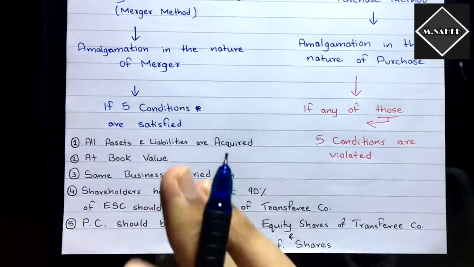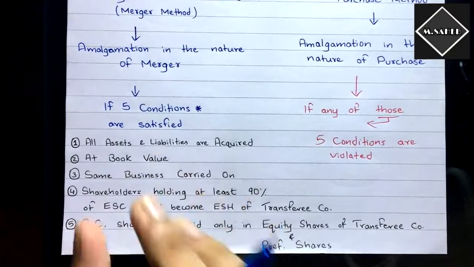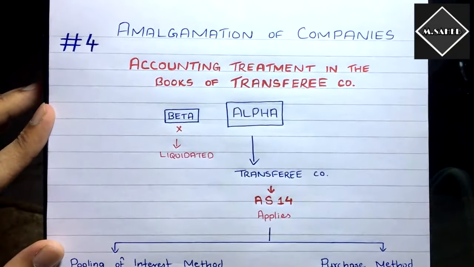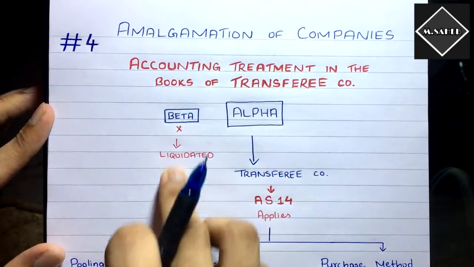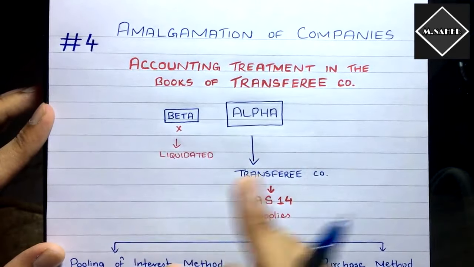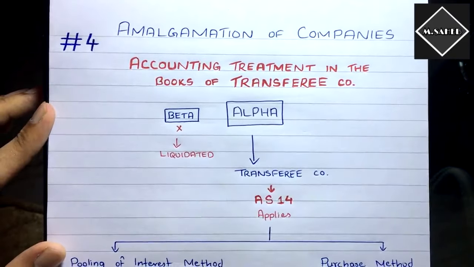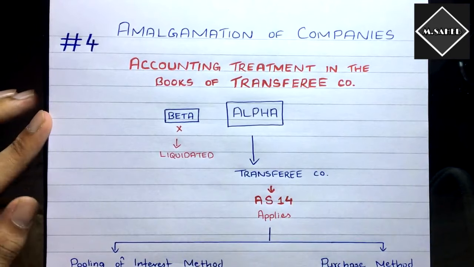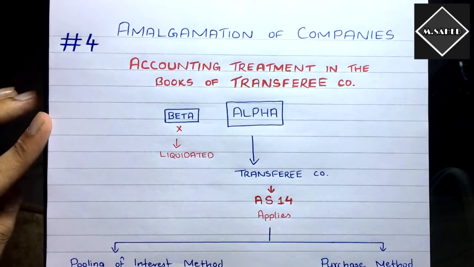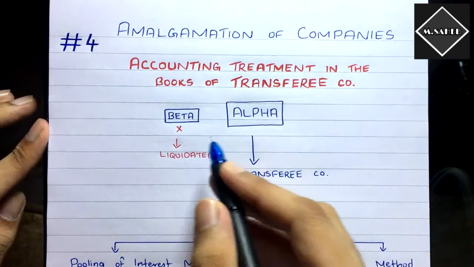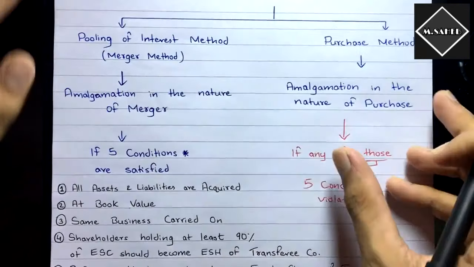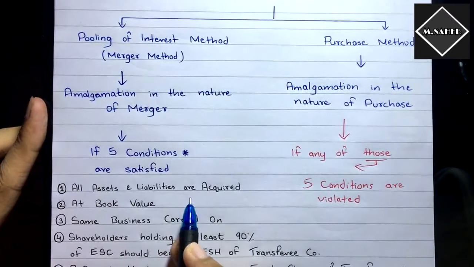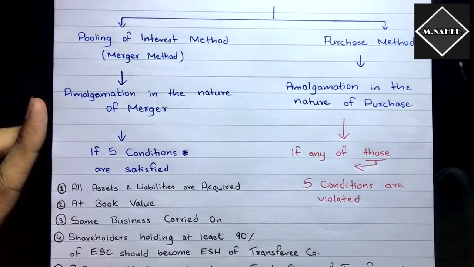All the assets and liabilities of Beta Company, the transferor company, the old company, should be taken over by the Alpha Company, the new company. Whatever assets and liabilities the Beta Company has in its balance sheet, everything should be taken over by the Alpha Company. That's the first condition. If in the question they say some asset or some liability is not taken over, then immediately you should understand it is amalgamation in the nature of purchase, because the first condition has been breached, it has been violated.